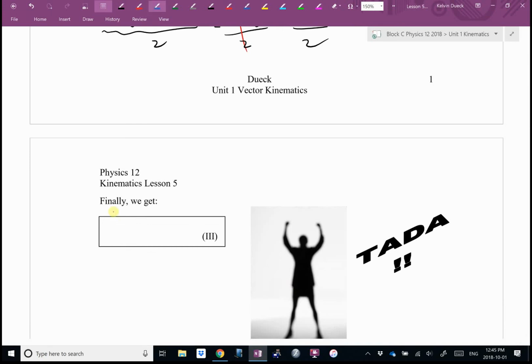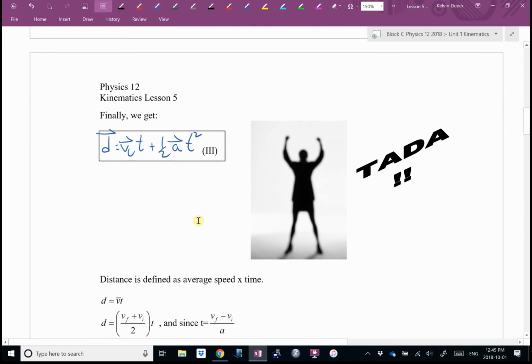You don't need to know how to derive this, but here is our displacement equation. VIT plus 1/2 AT squared. Ta-da!